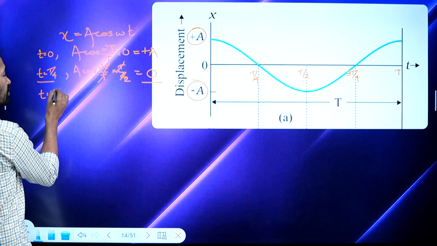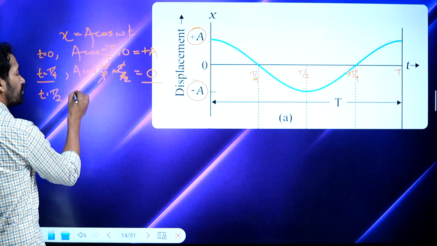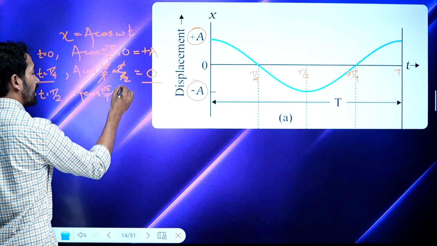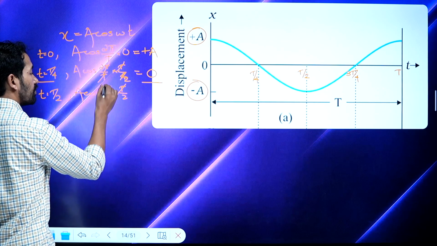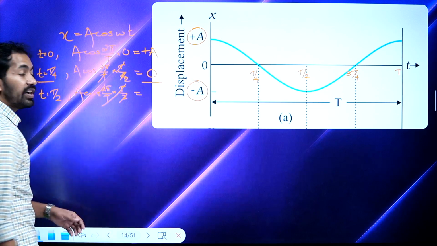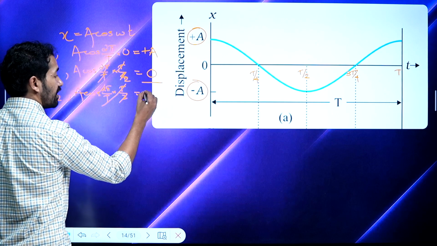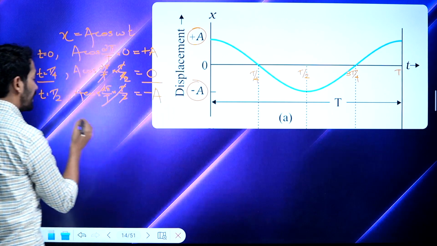Now at T by 2, it is a cos 2 pi by capital T into T by 2. And what is cos 180 degree? Cos 180 is minus 1. So here you will get it as minus a.